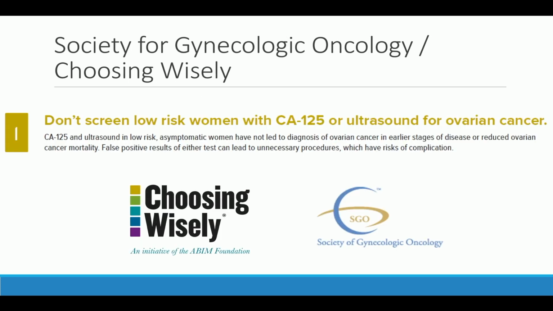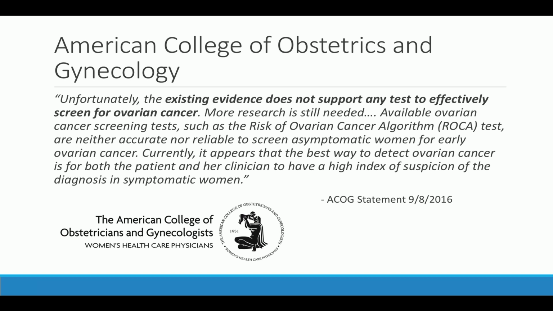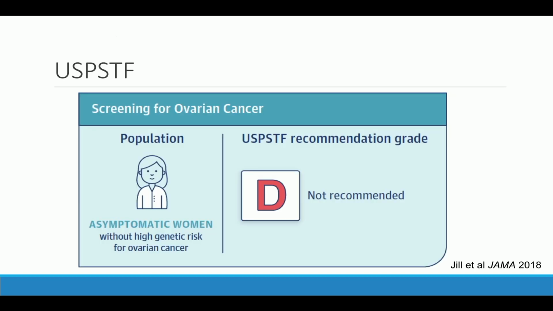And the reason for this is that they say that false positive results of either test lead to unnecessary procedures, and they don't seem to think it's helpful. All right, so that's one recommendation against it. The American College of Obstetrics and Gynecology similarly says that the existing evidence does not support any test to effectively screen for ovarian cancer. And so they also think that we shouldn't be screening asymptomatic low-risk women. And finally, the U.S. Preventive Services Task Force says that screening asymptomatic low-risk women for ovarian cancer is a category D, not recommended. Not to be considered, not to be discussed with your doctor, but actually not recommended. And this was updated as recently as this year, 2018.